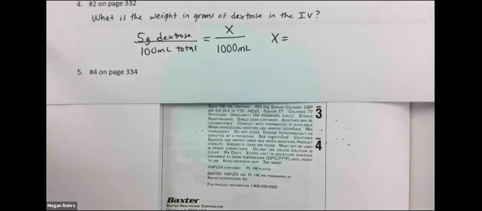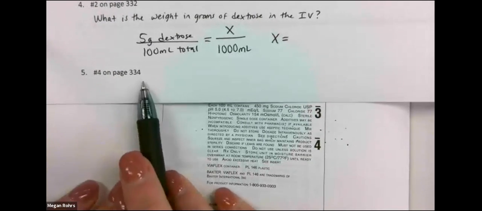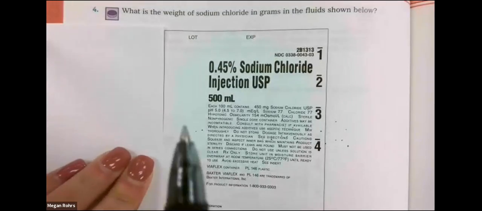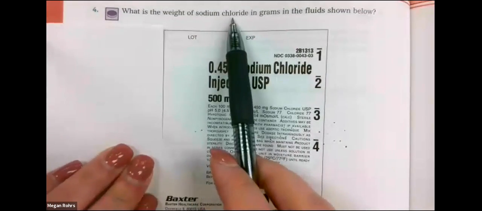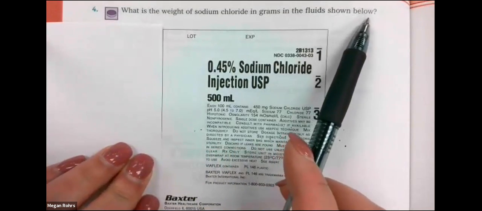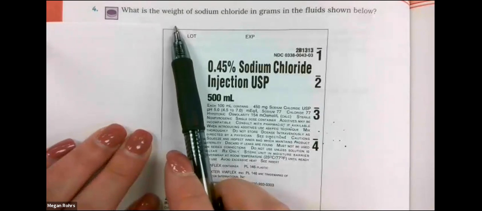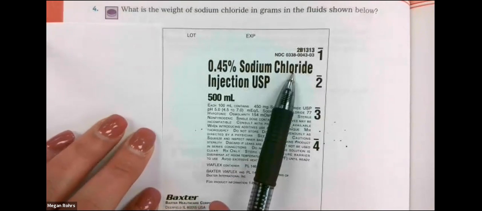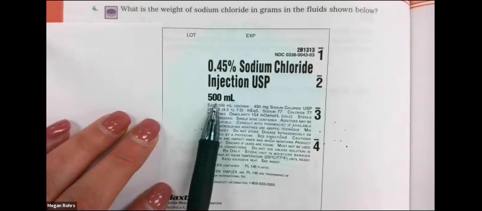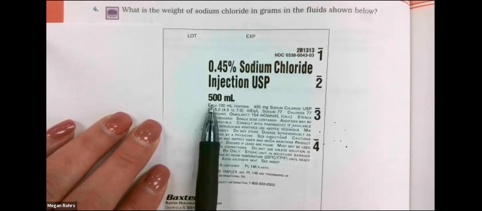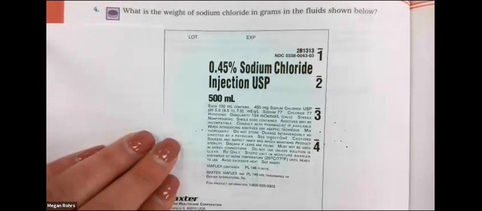Okay, number 4 on page 334 is next. So number 4, what is the weight of sodium chloride in grams in the fluids shown below? So here we have 0.45% sodium chloride, and we have a total of 500 ml bag here. So I'd like you to solve for this one on your own.